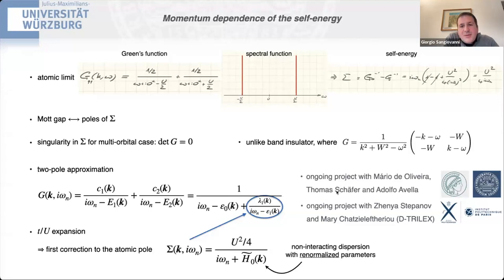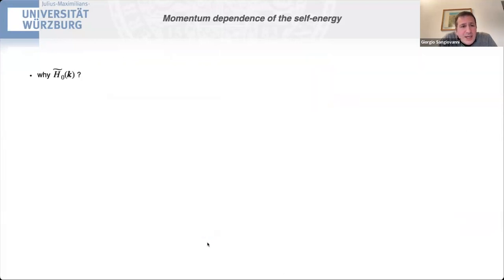The one is with Thomas and Mario using the composite operator method introduced by Adolfo Avella, which gives a systematic way of going beyond also the 2-pole approximation and check what happens to this isolated zero of the Green's function beyond that. And the second one is a nice physical interpretation of this form based on the D3-lex by Xenia and Mary. So now I'm going to use essentially this self-energy that you see here to show the consequences of that.